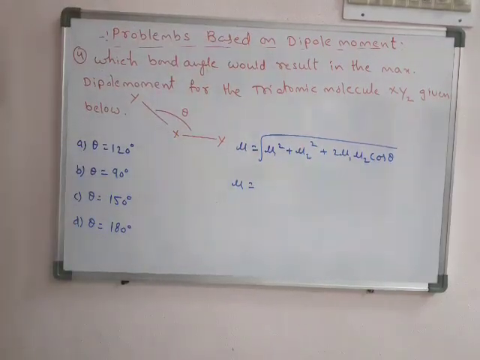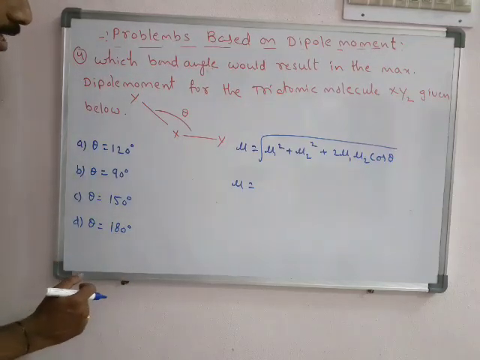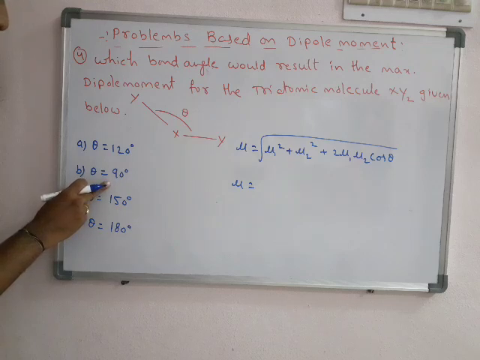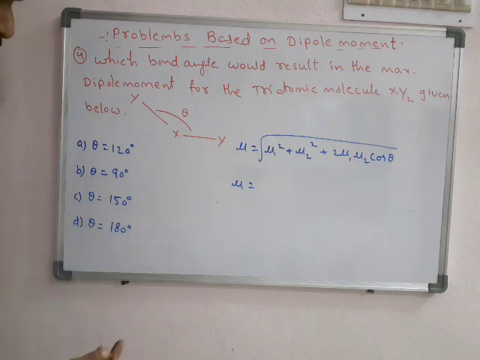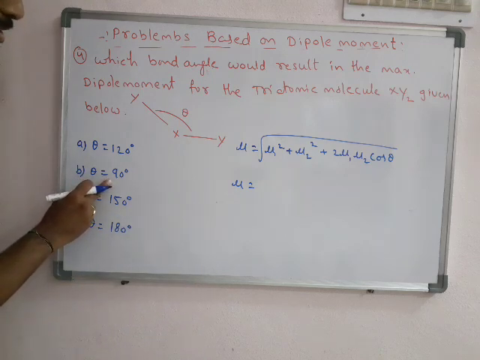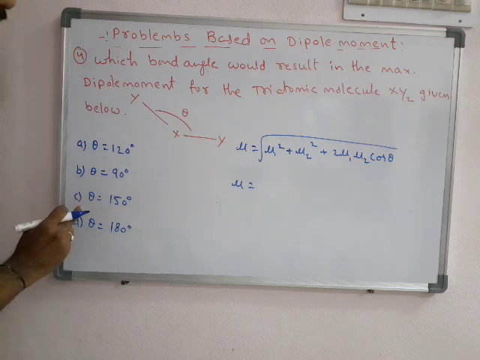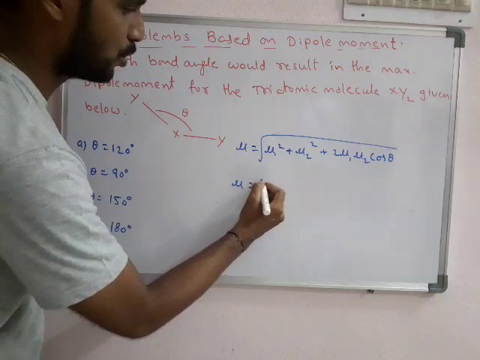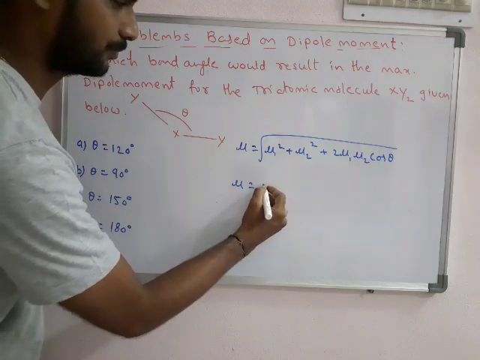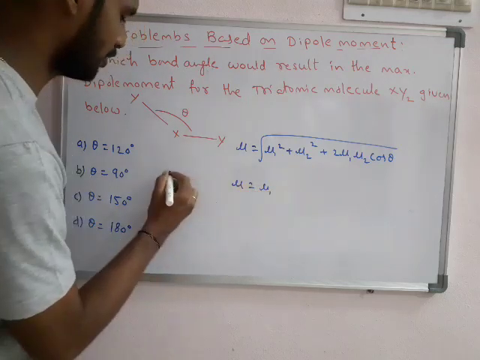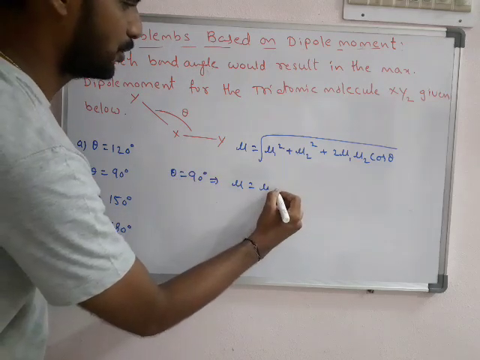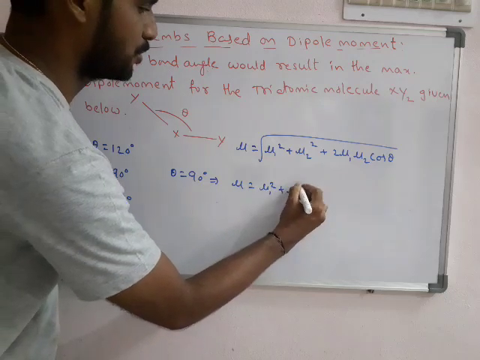But it is not given. So among the given values, which is better one? So 90, what is the cos 90? Cos 120, 150, 180 generally come out as negatives. Here cos 90 is one suitable option. Okay, cos 90 is 0, so it becomes μ1 square plus μ2 square, by taking theta equals 90 degrees.